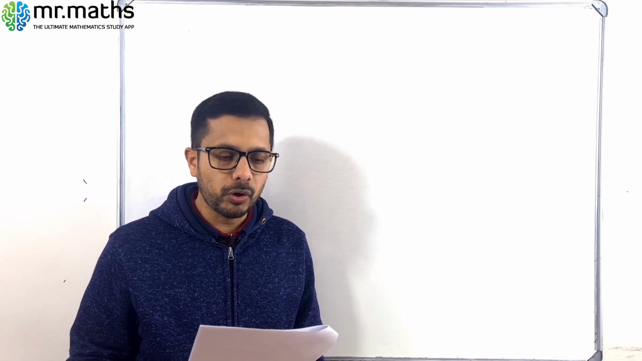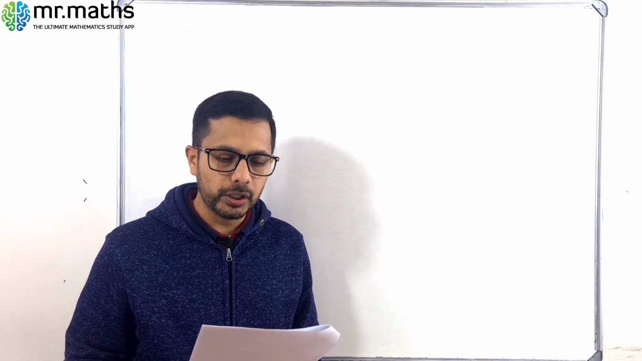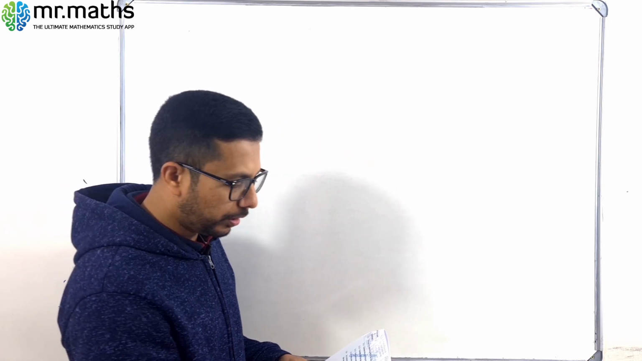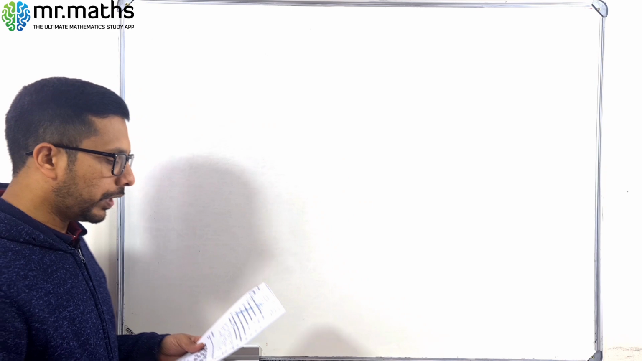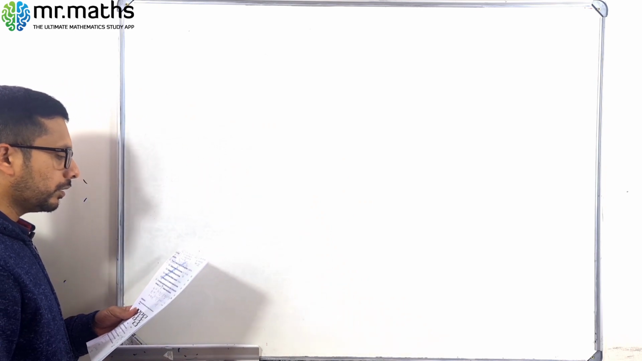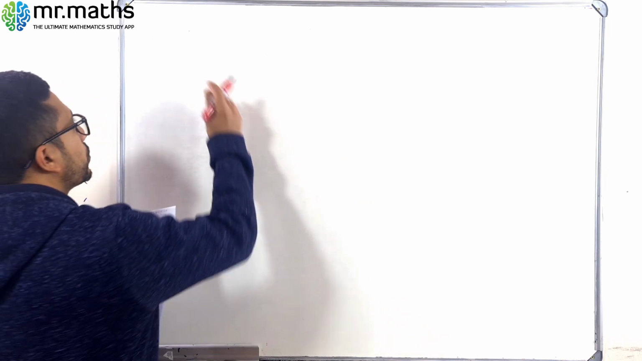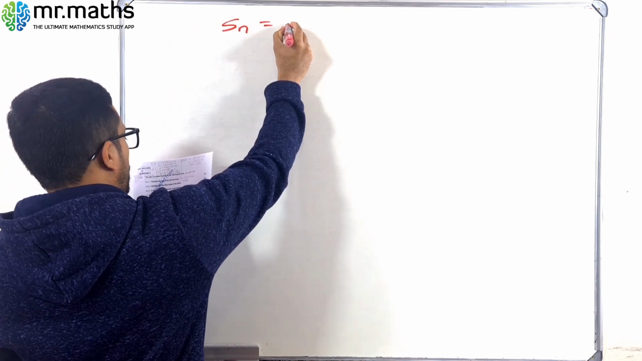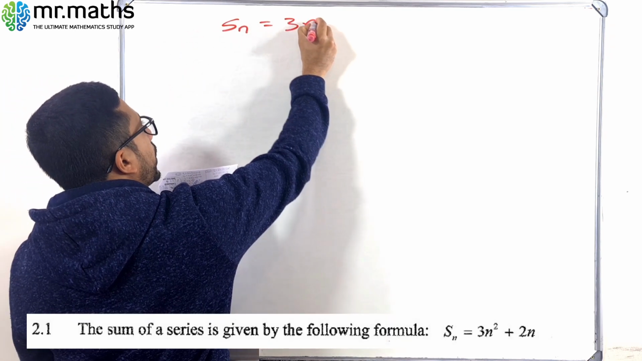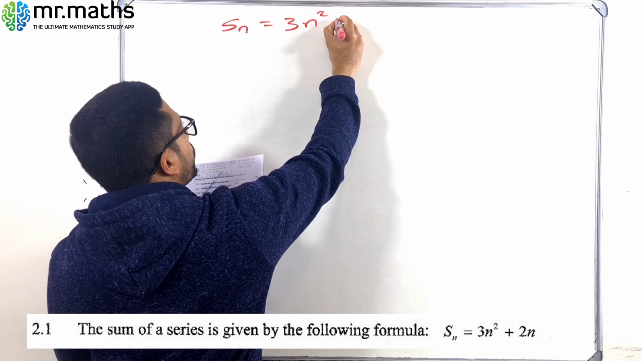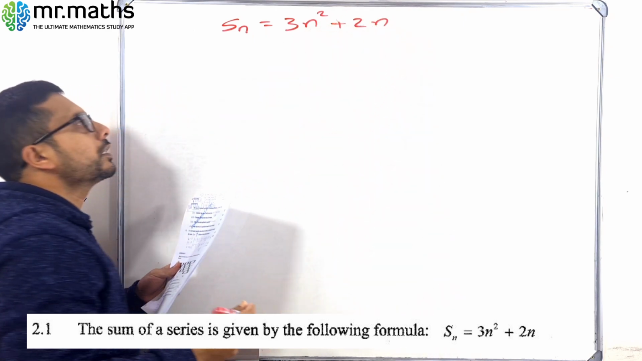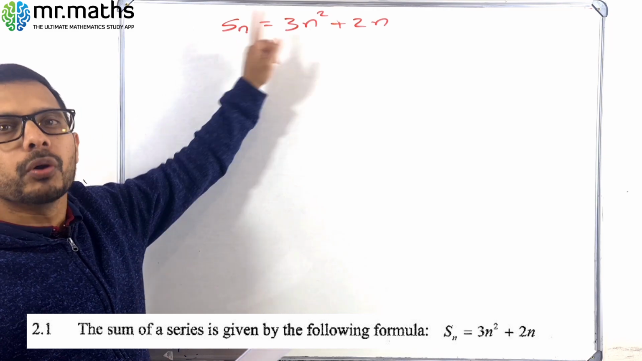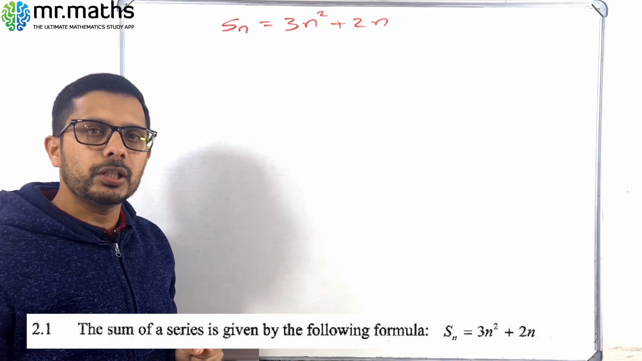2.1. The sum of a series is given by the following formula: Sn is equal to 3n square plus 2n. So there is a formula given, and it is given that this is a formula for the sum of a series. So what is the meaning of that?